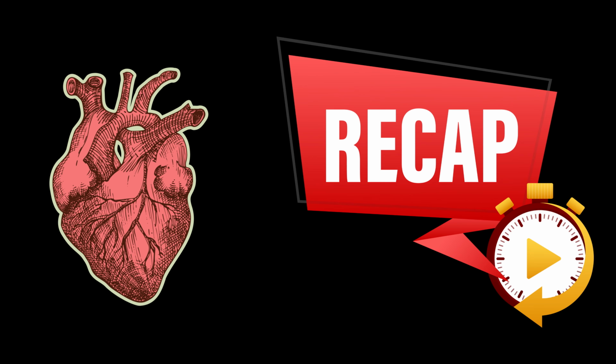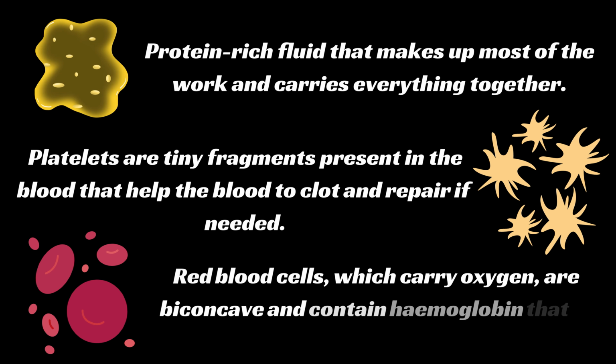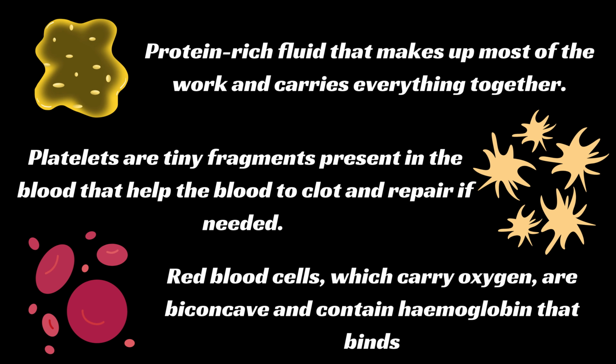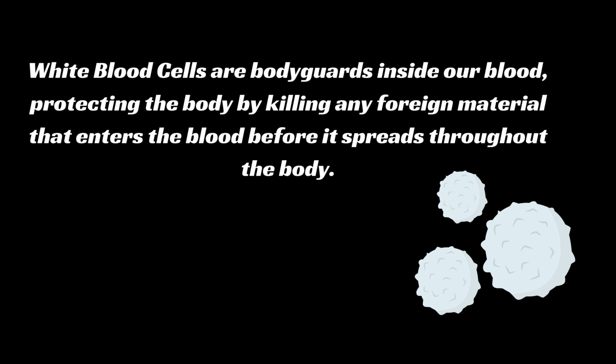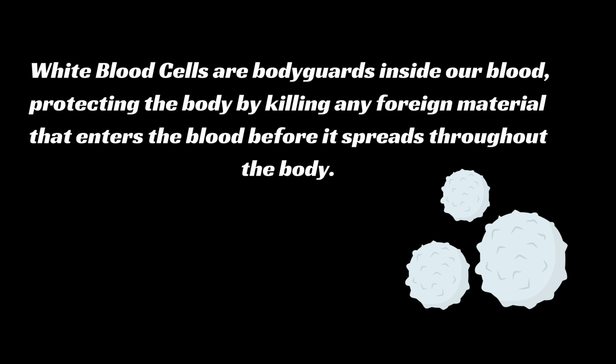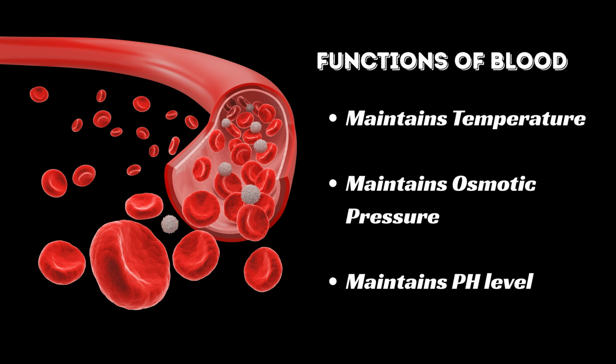Now it's time to recap what we learned in this video. We talked about blood, which has plasma, the protein-rich fluid, platelets, which make the blood clot, and the red and white blood cells, where one carries oxygen and the other protects the body. Now, blood also has certain functions such as maintaining a certain pH level, temperature, and osmotic pressure.